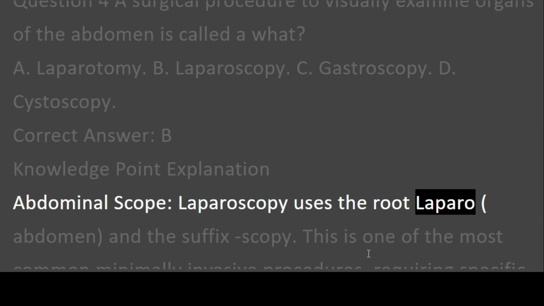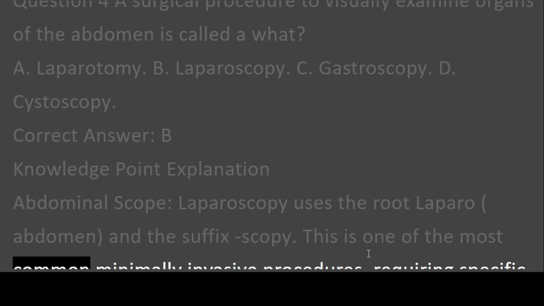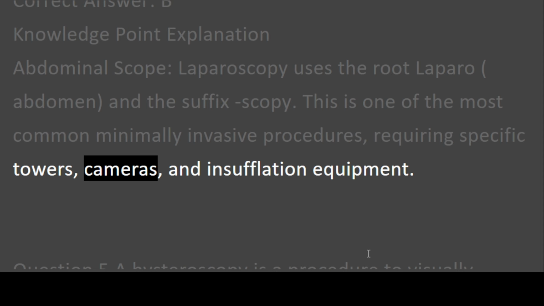Laparoscopy uses the root laparo, abdomen, and the suffix scopy. This is one of the most common minimally invasive procedures, requiring specific towers, cameras, and insufflation equipment.